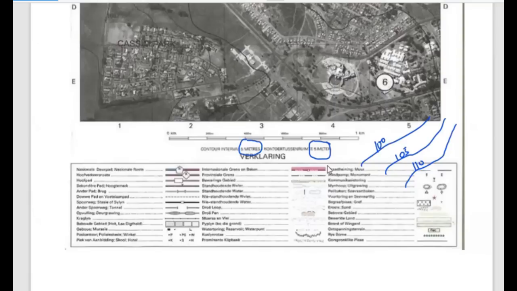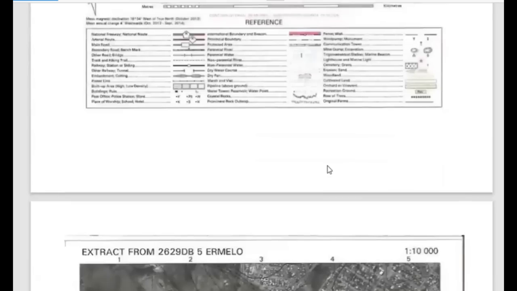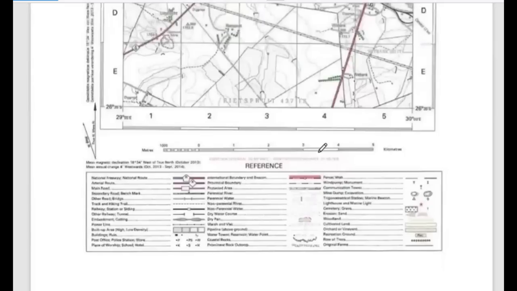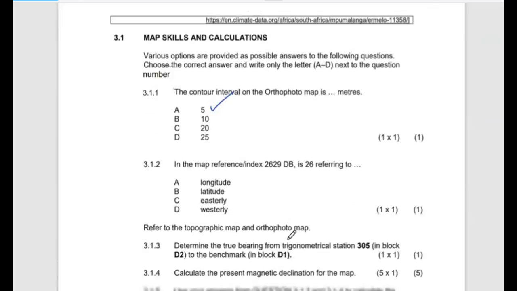So for the topographic map, the contour interval is also indicated. 5 meters is for the orthophoto map. And for the topographic map, if you check here, the contour interval is also indicated. See here, and it's also indicated there. For the topographic map it is an interval of 20 meters, which means two contour lines next to each other differ by 20 meters in the height value that they represent. So that guides us. For the orthophoto map, our correct response must be A. It's an interval of 5 according to the map.